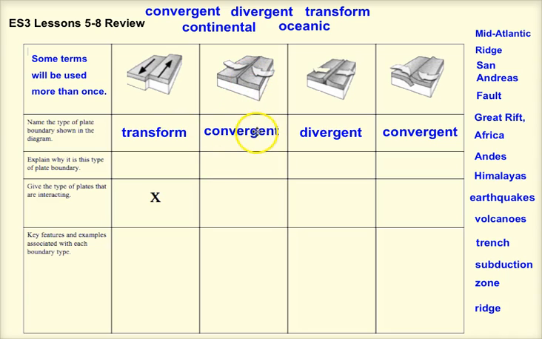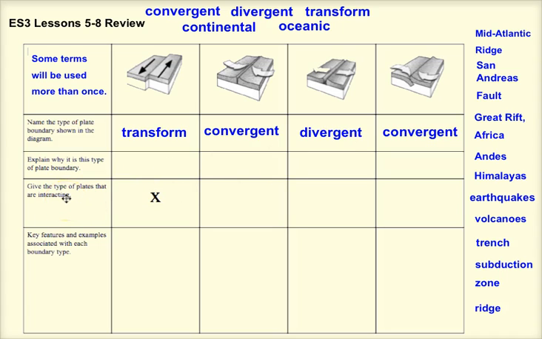So when we look at a convergent, simply, why did you pick convergent? Well, you picked convergent because they were converging. They were coming together. Absolutely. And that would be the answer for this convergent one. Why did you pick convergent? They're coming together. You don't need to go into more detail than that. Just like this one, divergent. Explain why it is this type of plate boundary. If you said because the plates are moving away from each other, you're correct. That's all you need for that one.